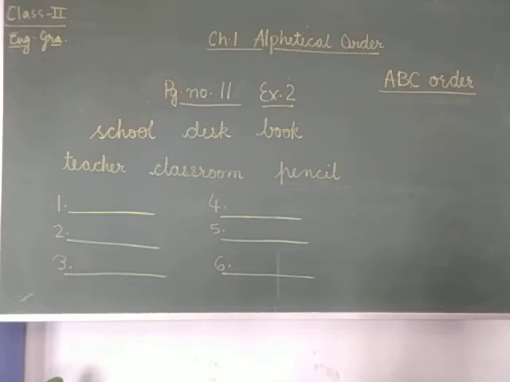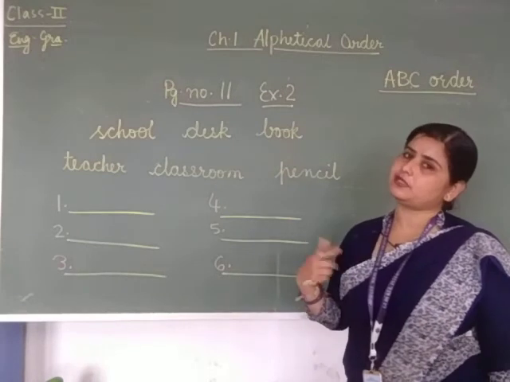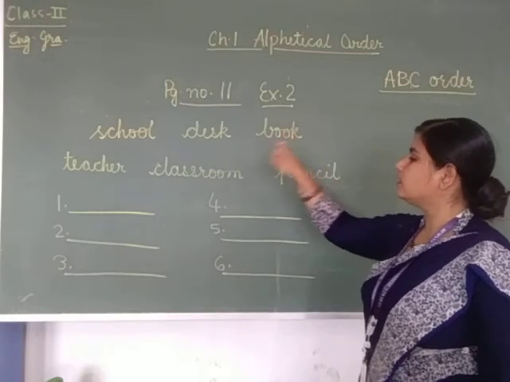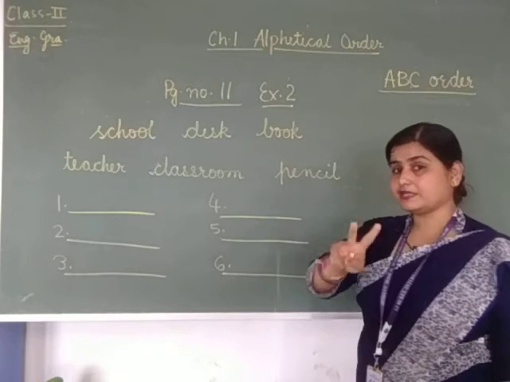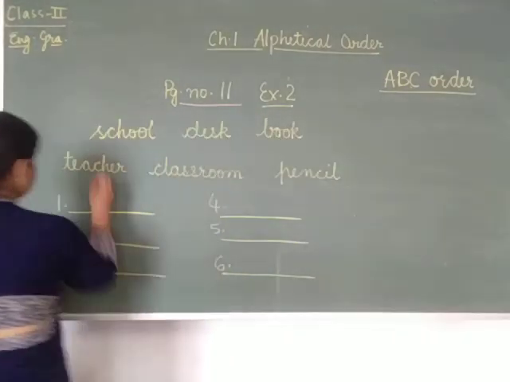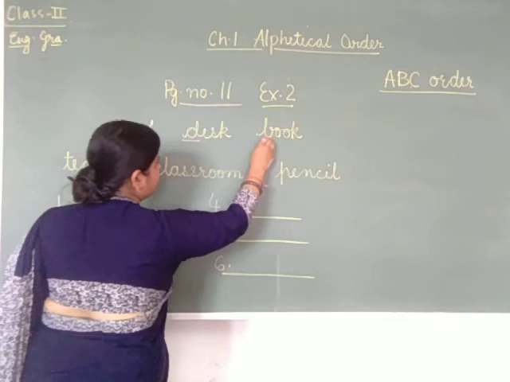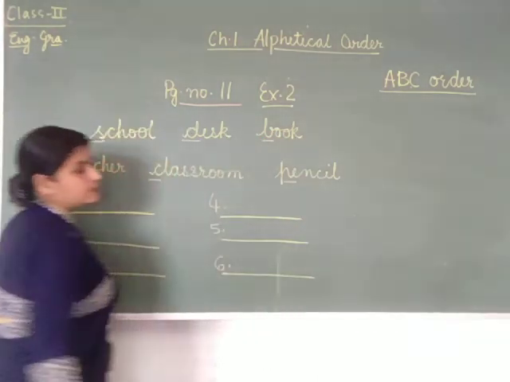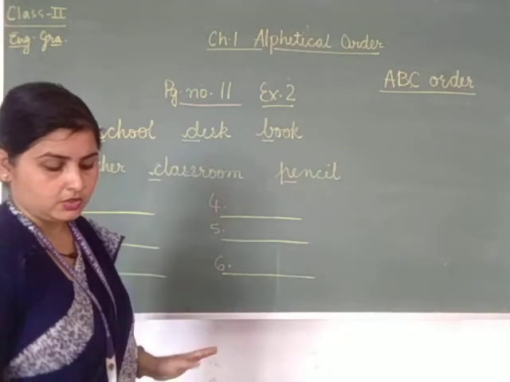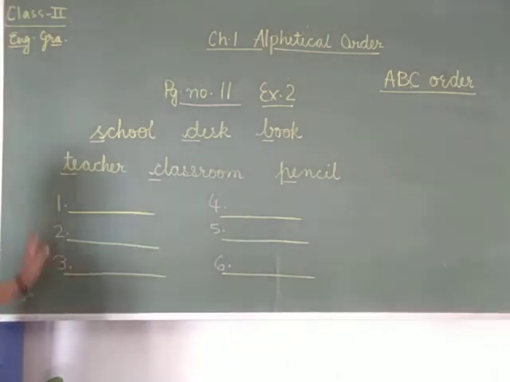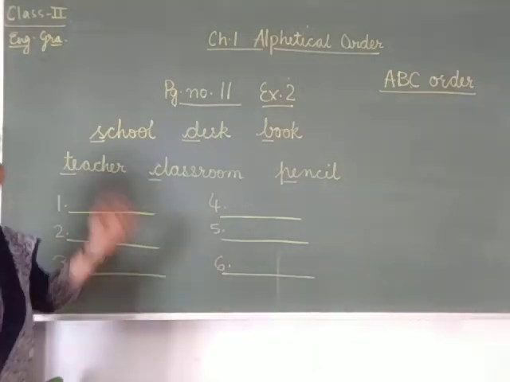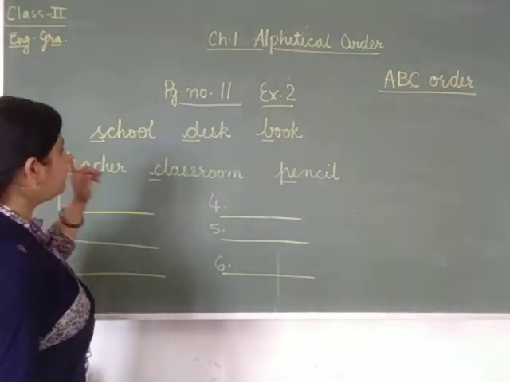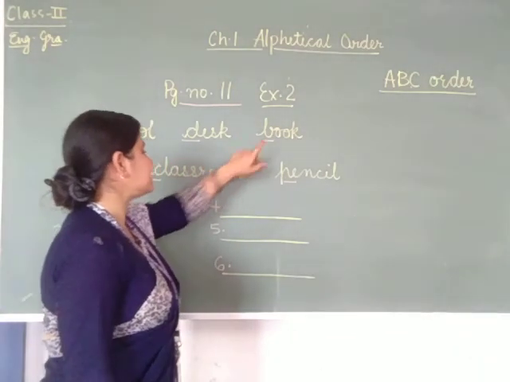For writing them in alphabetical order, what is the first step? It is to read out the words. So I am reading out: school, desk, book, teacher, classroom, pencil. The second step, I will mark the first letter. S for school, D for desk, B for book, T for teacher, C for classroom, P for pencil. Okay? Now, after that I will start writing them in alphabetical order by saying A, B, C. I am looking for the letters that will come first. Okay? Now, A, B.